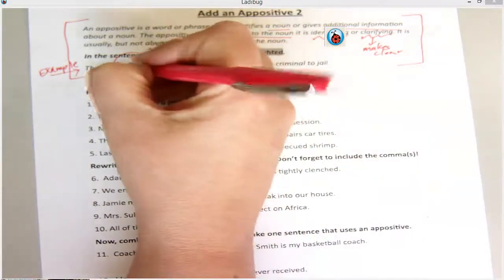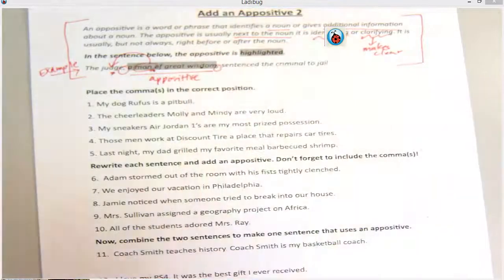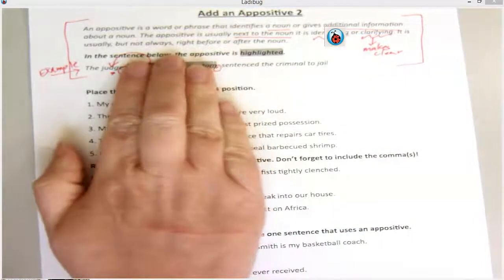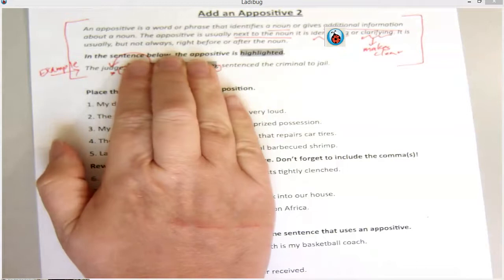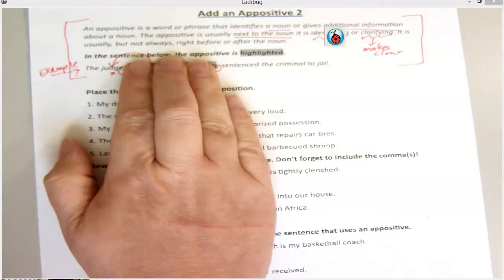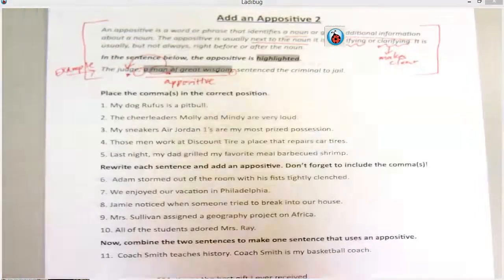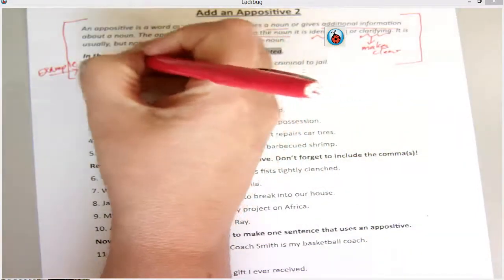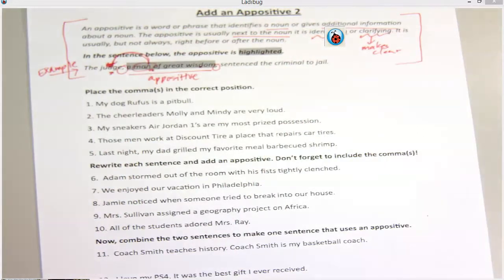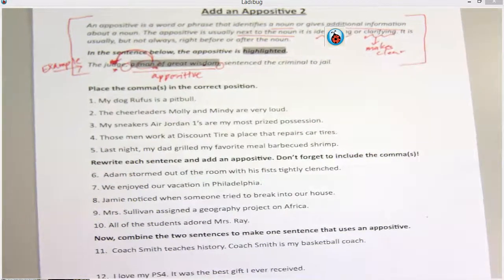Notice how it's set off by commas. And if I cover it up, I've still got a sentence left over. The judge sentenced the criminal to jail. The judge is the subject, sentenced is the verb. Okay, it expresses a complete thought. The appositive is extra information that goes back and clarifies who the judge is, or gives us extra information about the judge. Okay?